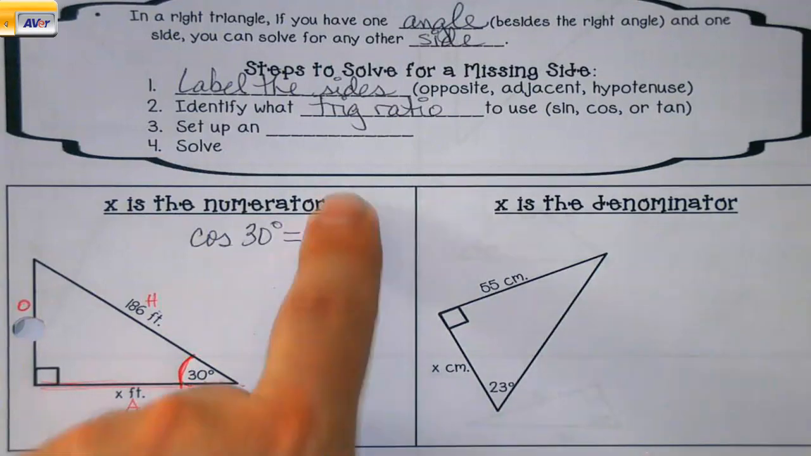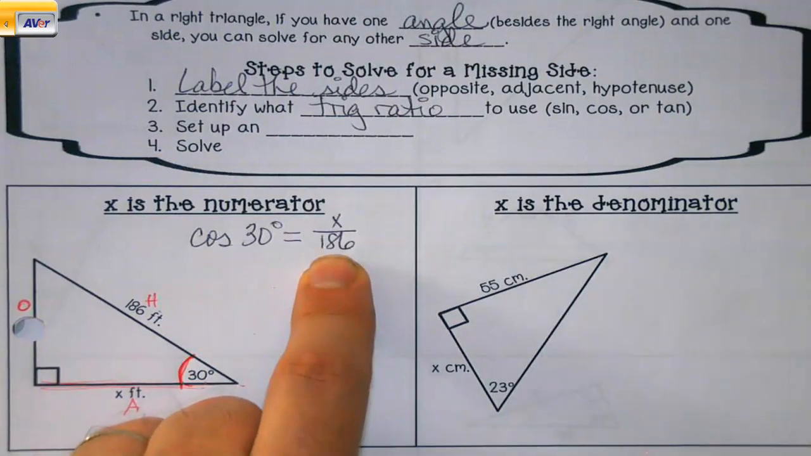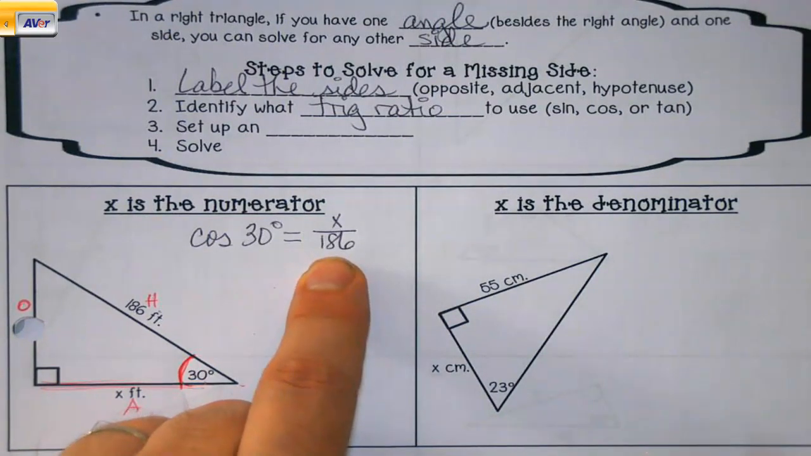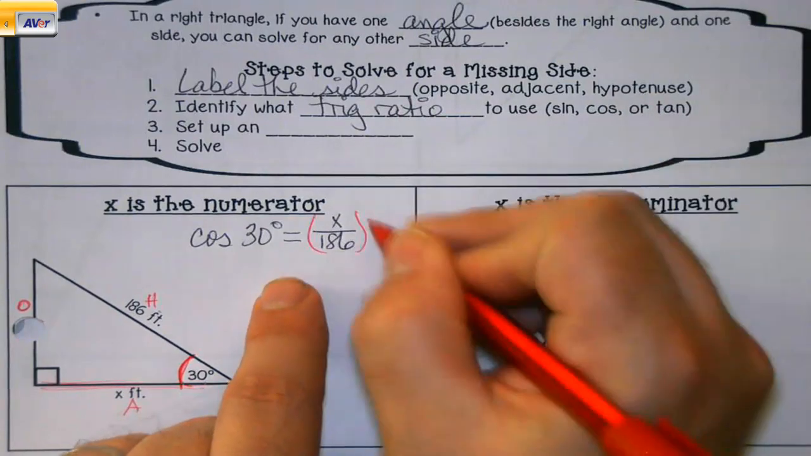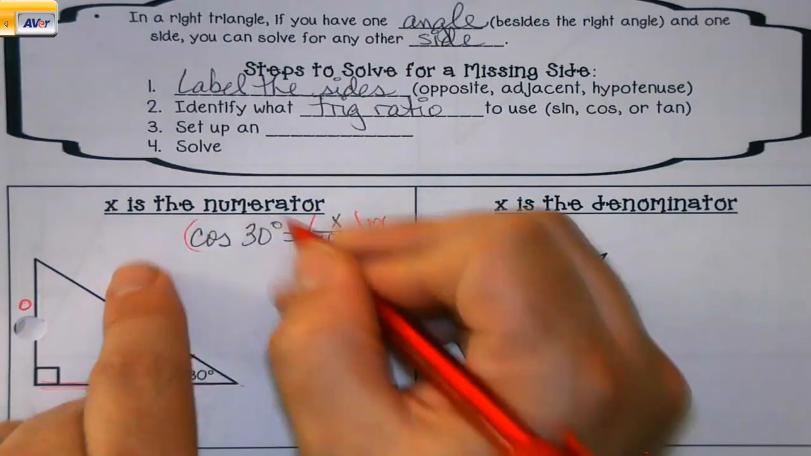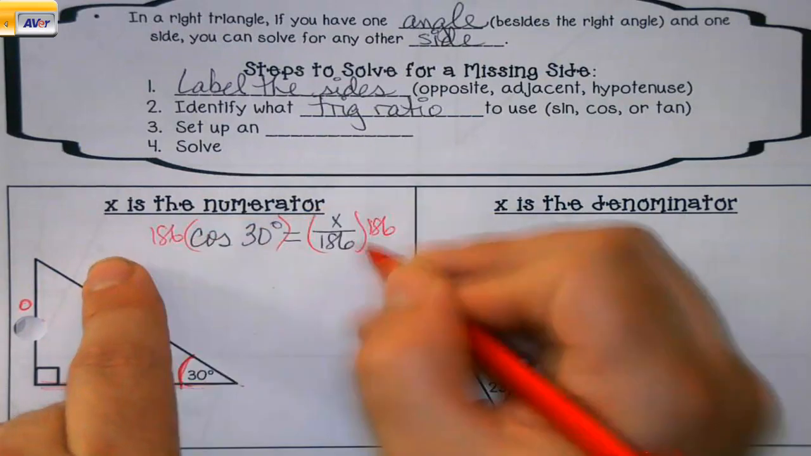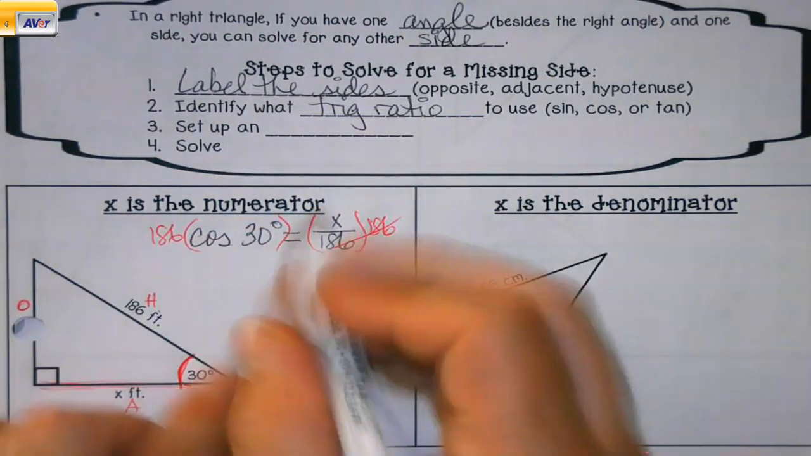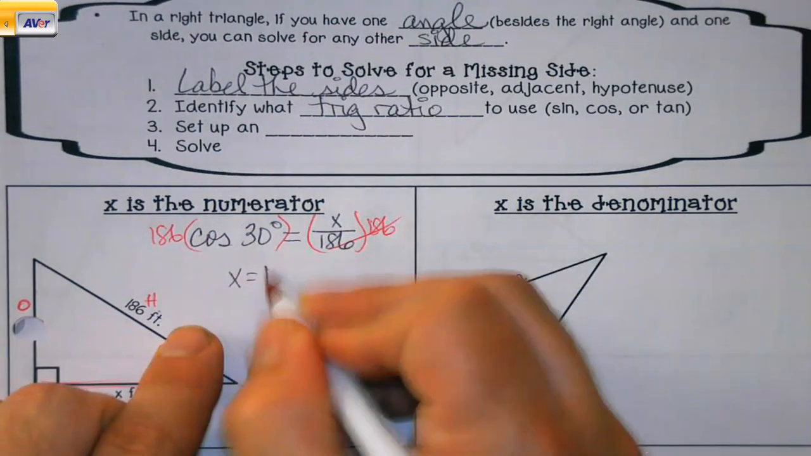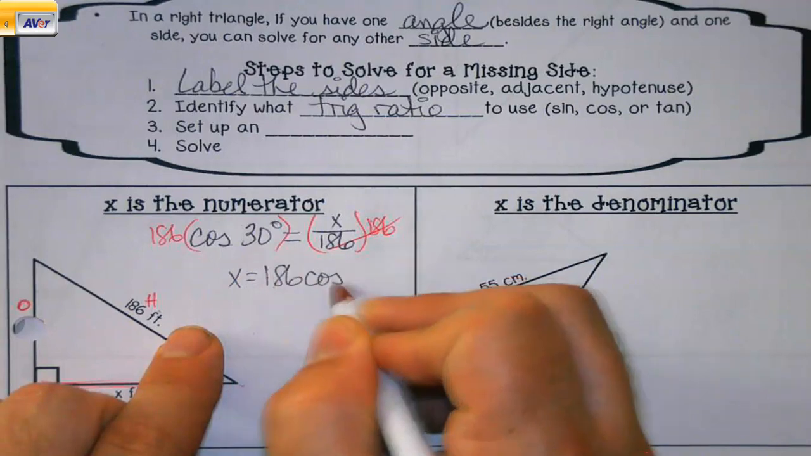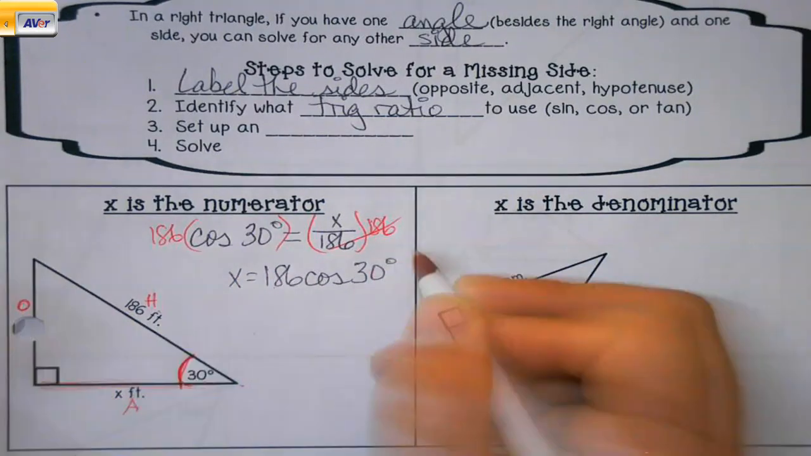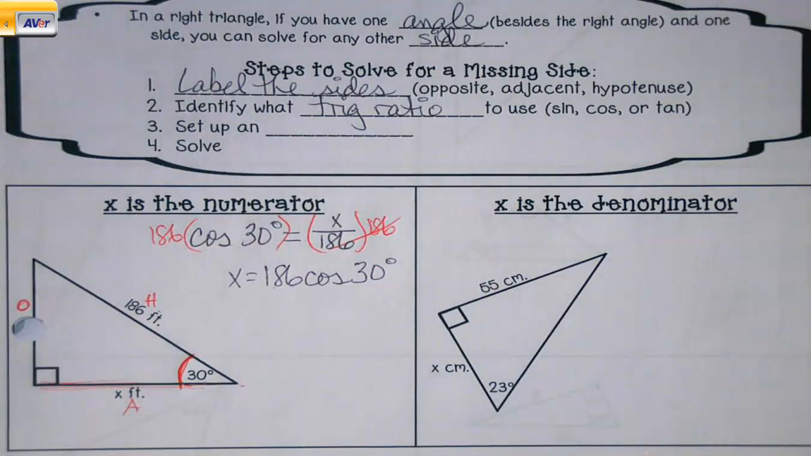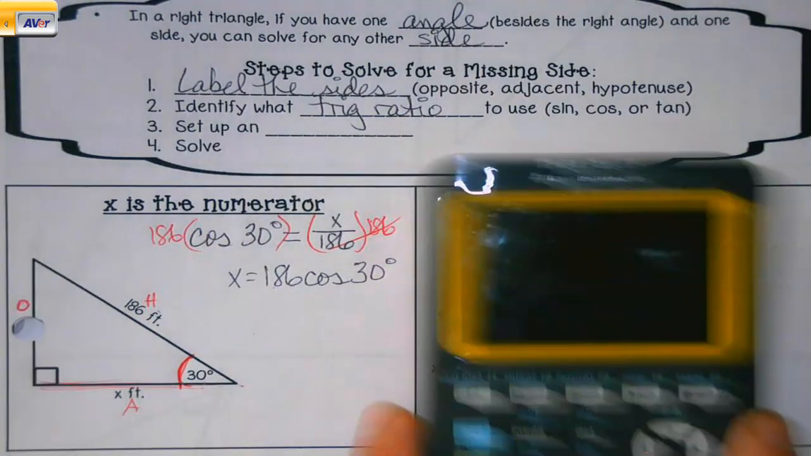So currently I'm dividing x by 186. What's my opposite going to be? Multiply. In algebra, whatever we do to one side, we do to both. So I get there. And now I'm going to let the calculator do the work.